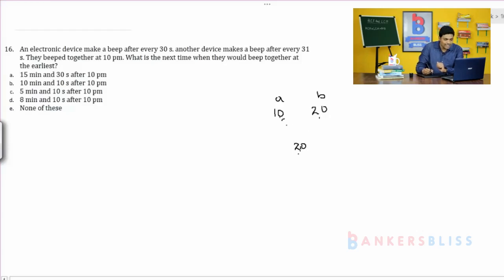So 20 is the LCM for 10 and 20. Here also you have to calculate the LCM for 30 and 31. 31 is a prime number, so directly you can do it. Otherwise you go with this method. 3 tens are 30, 31. So 10 ones are 10, 31. Which is nothing but 30 into 31.